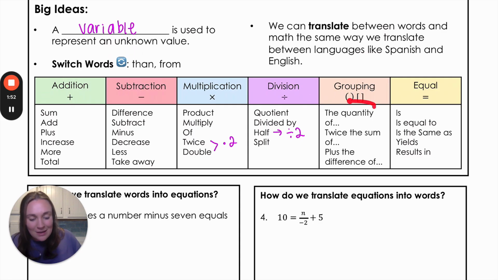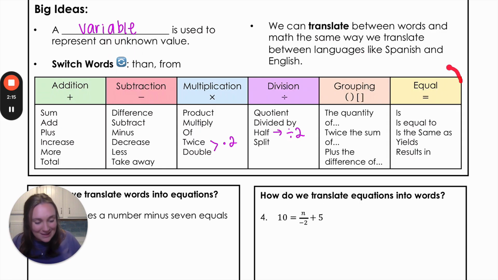If we see something like the quantity of, right? Anytime you see that word quantity, we're going to think parentheses. So whatever the quantity is, right, is going to go inside those parentheses. Also, when we have two things kind of right next to each other, so twice the sum of, if you watch the distributing video, looks something like that, plus the difference of, right? These are all things that might have some parentheses with them.